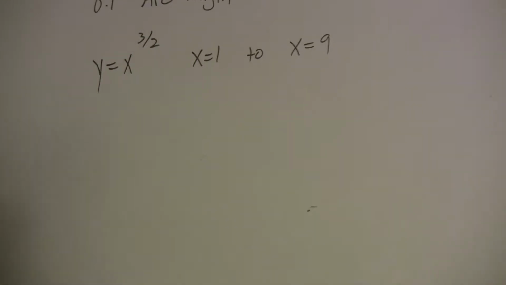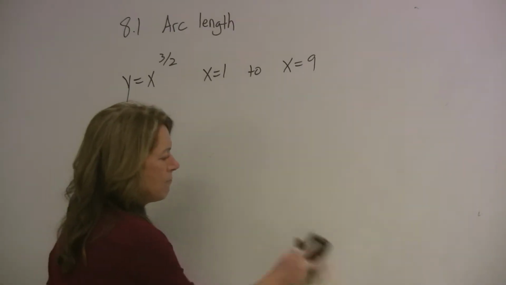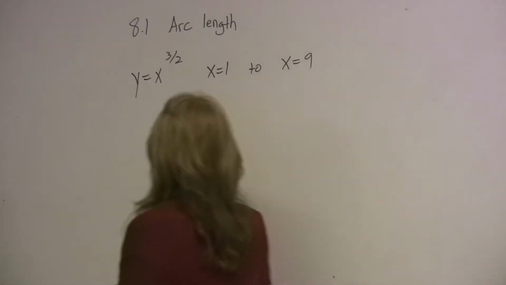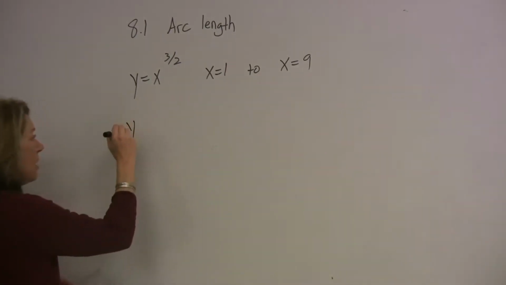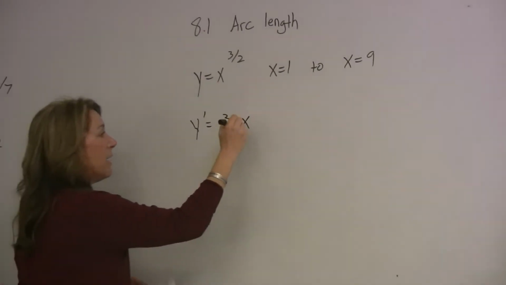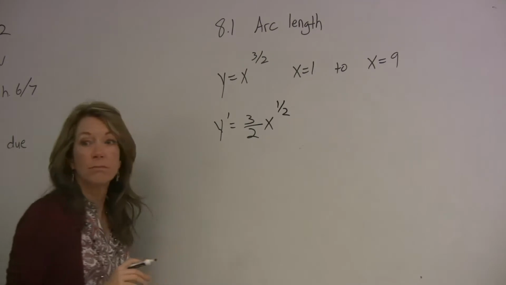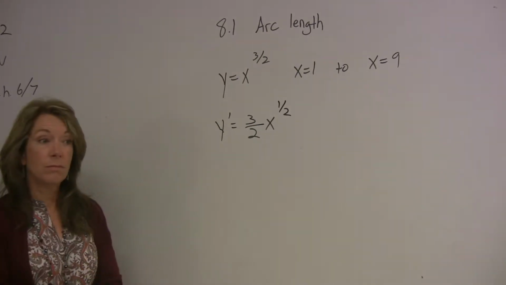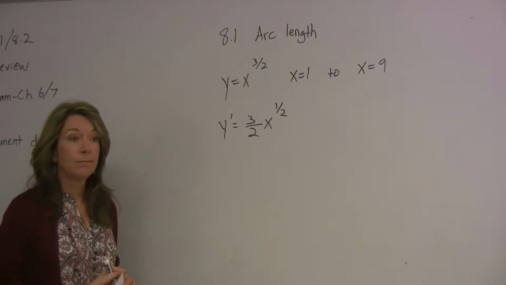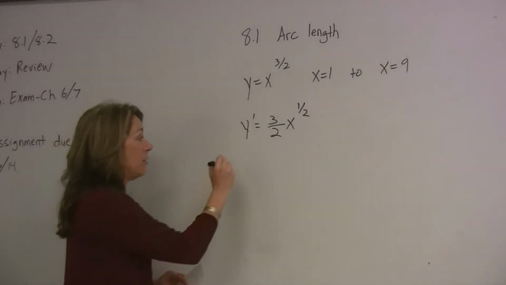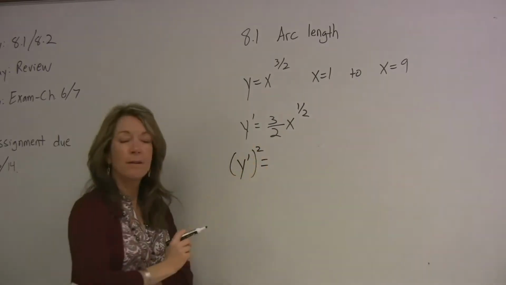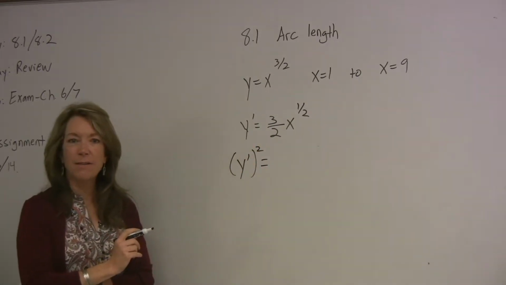What should I do first? Find the derivative of y. Find the derivative of y. Just we need to plug it into our formula. 3 halves x to the 1 half. What am I going to do with that? Square it, because it does in my formula squared, so I might as well square it here. What happens when I square that derivative?